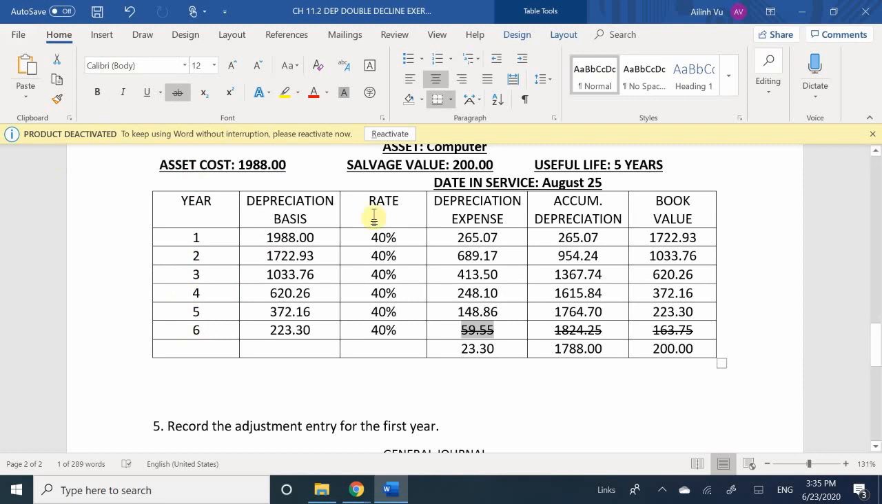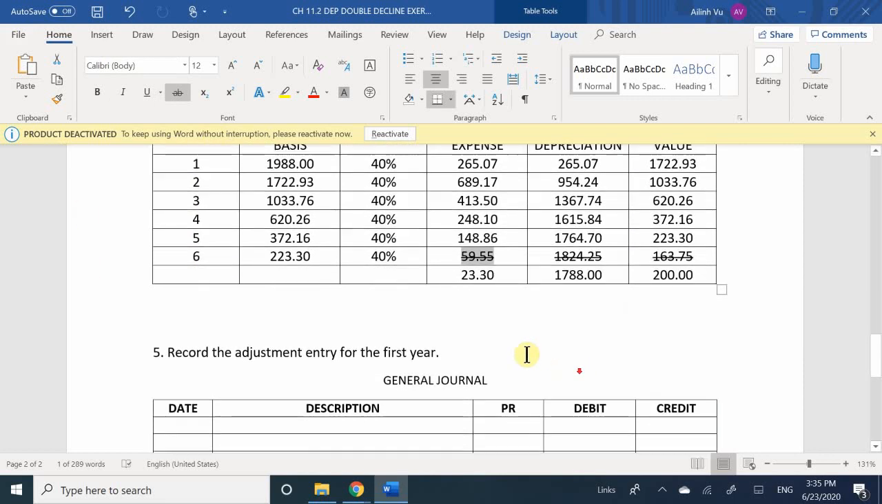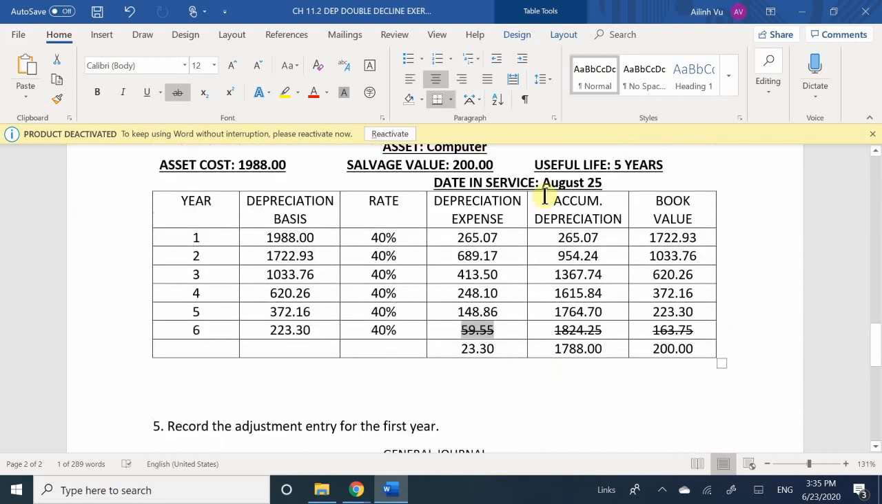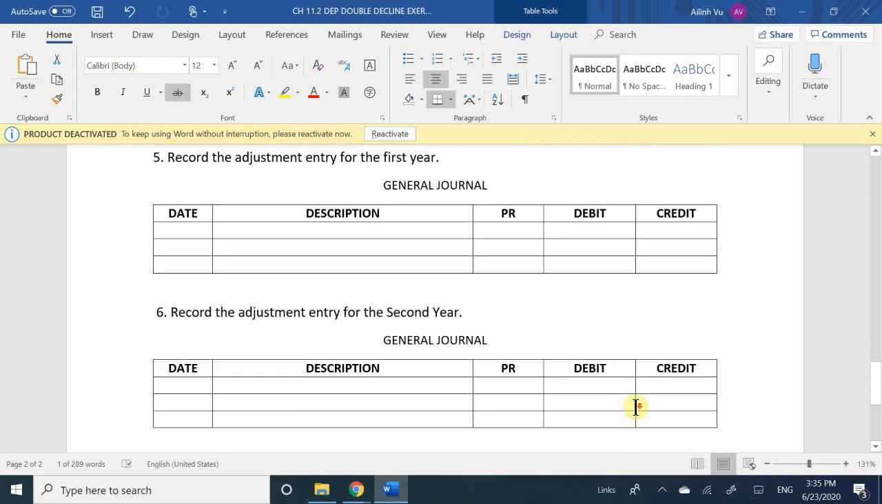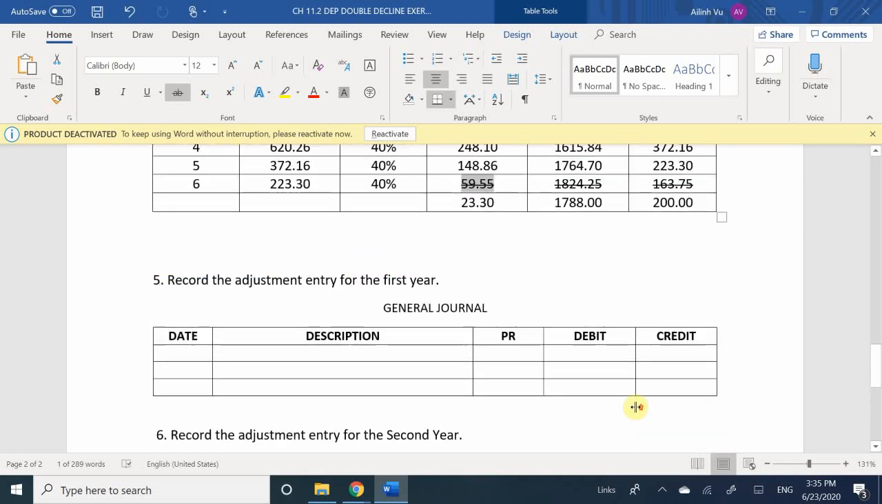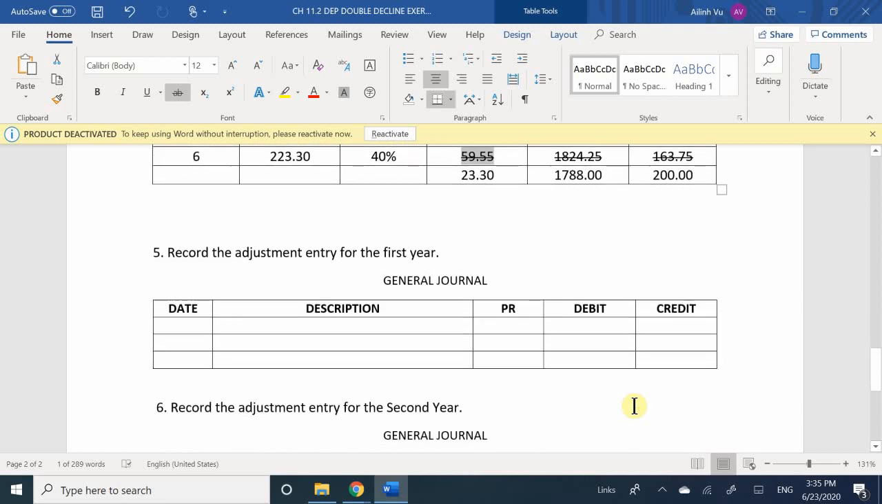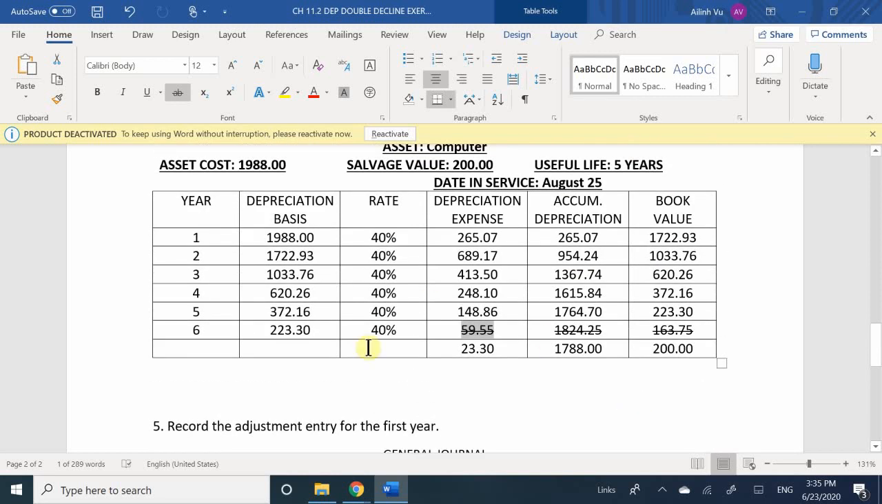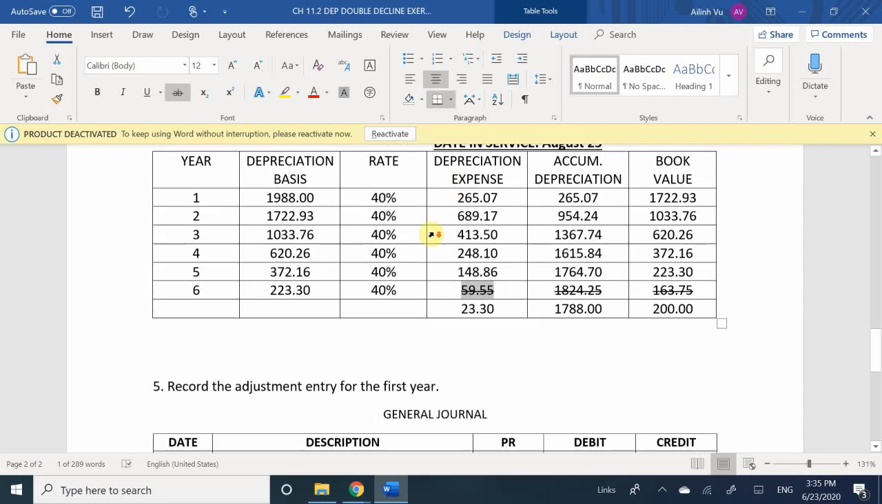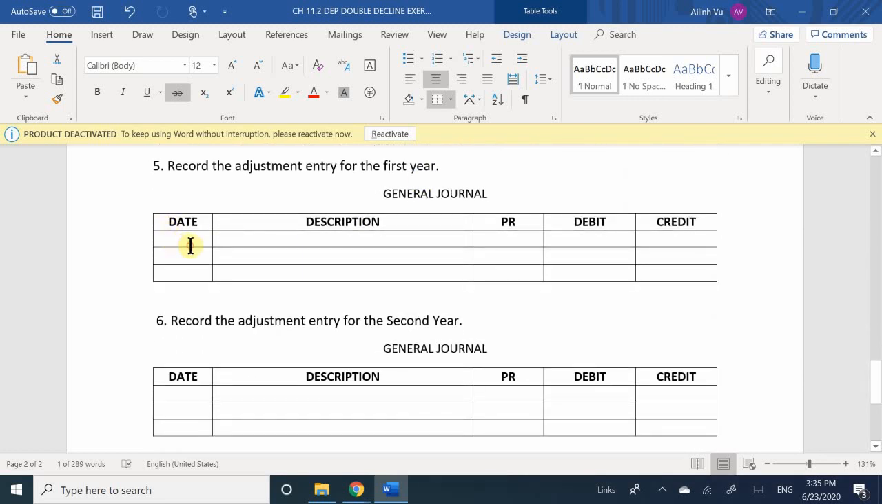All right. So now that we finally completed that section and solved for it, let's proceed to journalize the rest of this problem. This one says journalize the first entry for depreciation for the first year. So let's determine how much the depreciation expense was for the first year. $265.07. Yeah, 265.07. No worries.